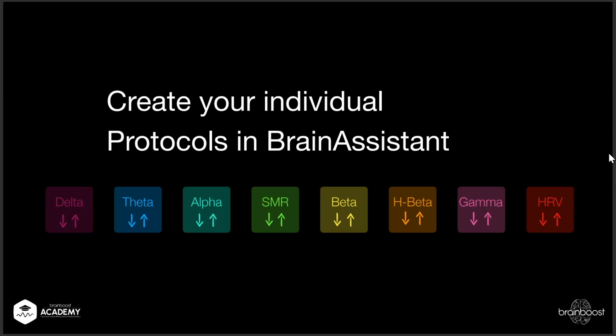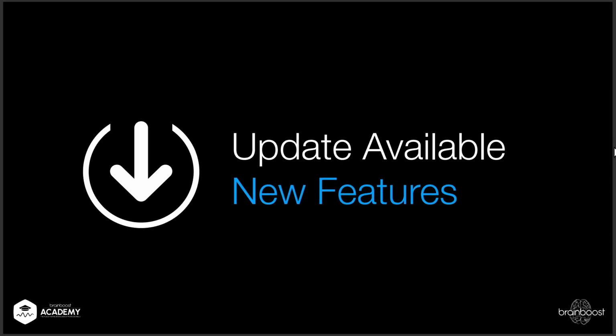Now, today's topic is how to create your individual protocols in BrainAssistant. As you know, we have a lot of pre-built protocols already, and with updates we constantly give you new protocols we build. But sometimes we have a ton of individual protocols depending on the QEEG we do, depending on some studies we read, and maybe you say, I don't find that protocol there. I kind of want to build that on my own. So how do I do that? This is what I'm going to explain in this webinar, how you can build your own protocols.